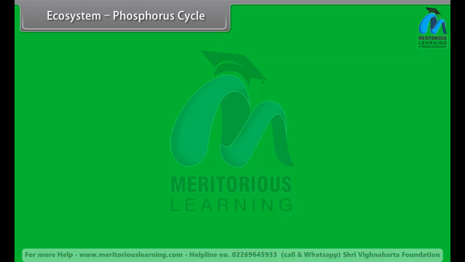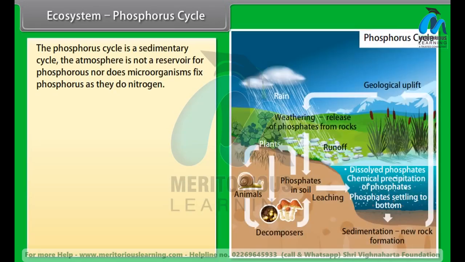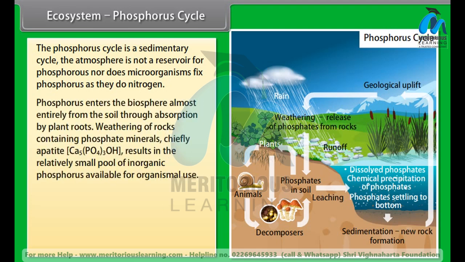Ecosystem, phosphorus cycle. The phosphorus cycle is a sedimentary cycle. The atmosphere is not a reservoir for phosphorus, nor do microorganisms fix phosphorus as they do nitrogen. Phosphorus enters the biosphere almost entirely from the soil through absorption by plant roots.